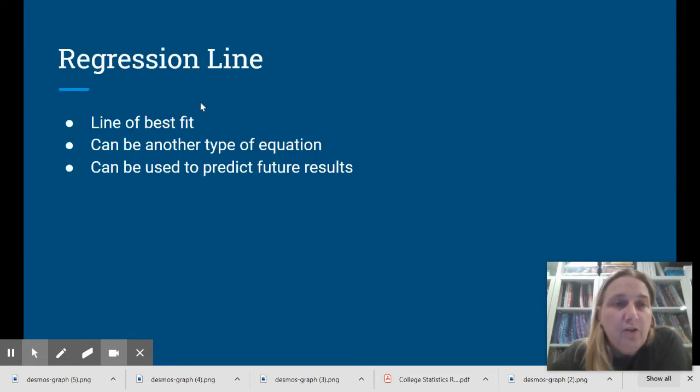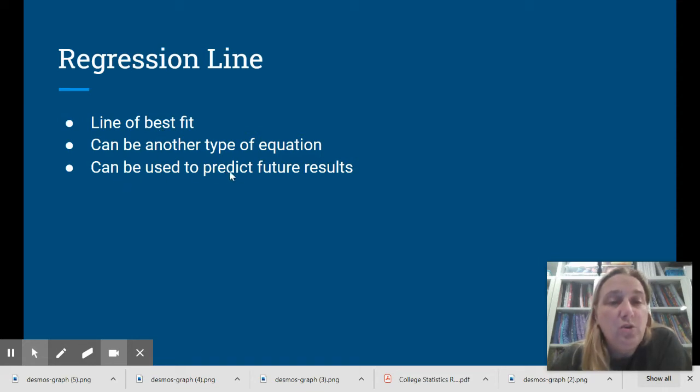So first of all, a regression line. Possibly you've seen this somewhere along the way, but sometimes this is something that gets cut out. It's basically a line of best fit. It can be another type of equation, meaning it doesn't have to be linear. It could be parabolic, it could be exponential, it could even be trigonometric. So it can be any type of equation that fits the data. In our case, we're going to stick with a linear equation of best fit.